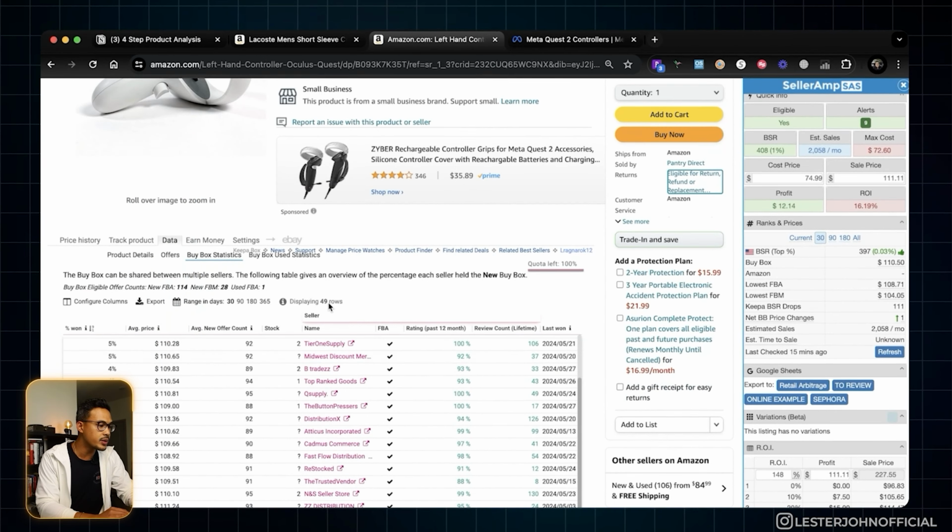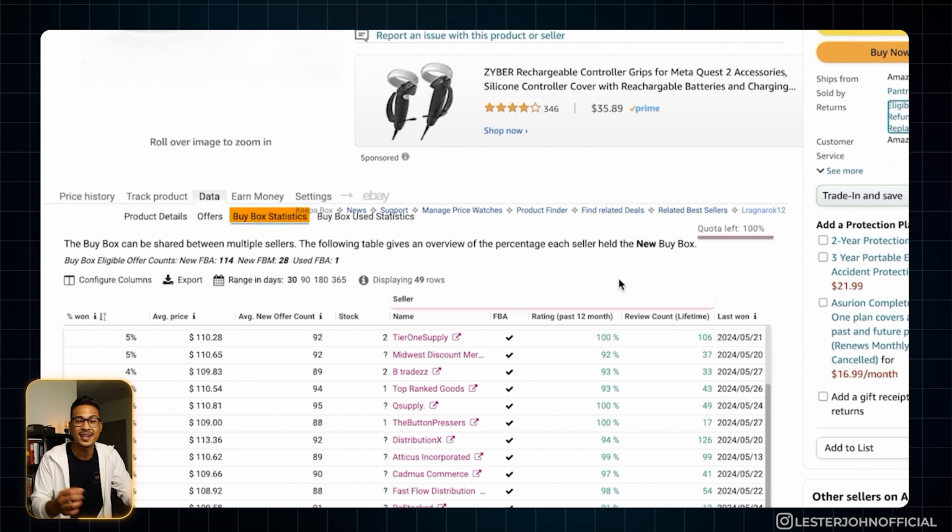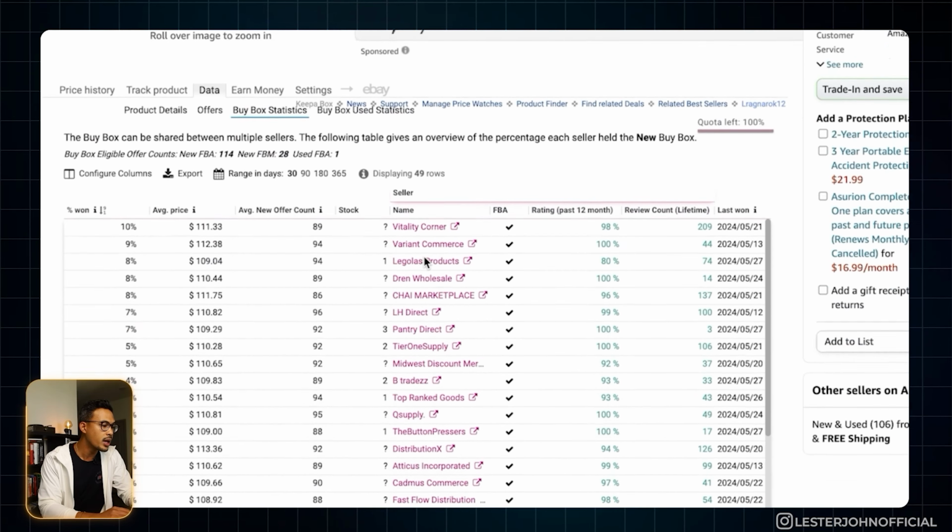So what I like to do is go under buy box statistics here and sort through the average price, okay? I want to look for the highest available buy box price that someone had sold at in terms of history. Of course, you can get sales that are not advertised in the buy box, but again, we're using data in order to predict the future of the price we can get. This is why it's part of our product analysis.